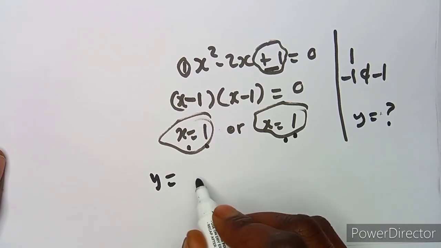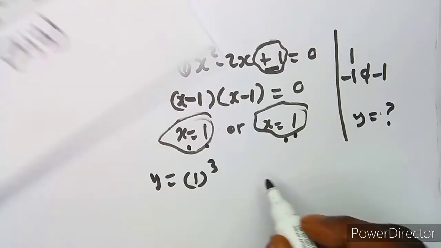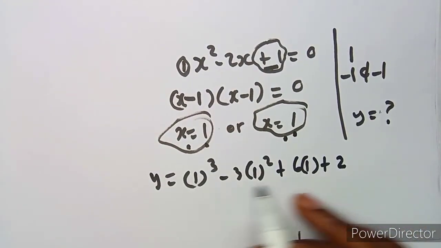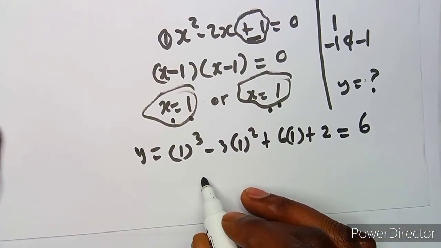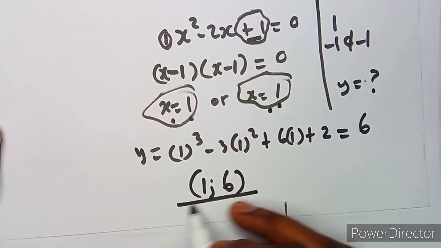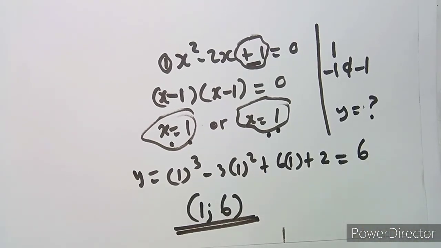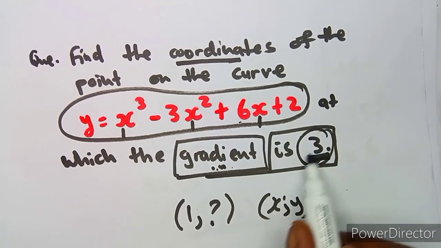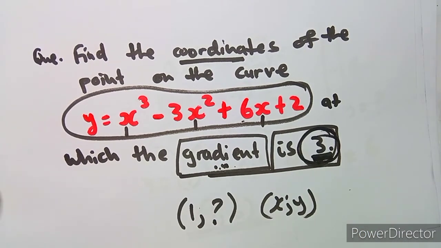So your y is going to be 1 cubed, minus 3 times 1 squared, plus 6 times 1, plus 2. This is what you're supposed to enter on your calculator. Your calculator is going to give you an exact answer, guys, which is 6. Therefore, the point that we are talking about is (1, 6). This is the point where we have a tangent which has a gradient of 3, because we are asked to get the point where the gradient is 3.